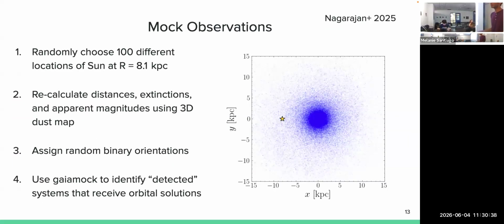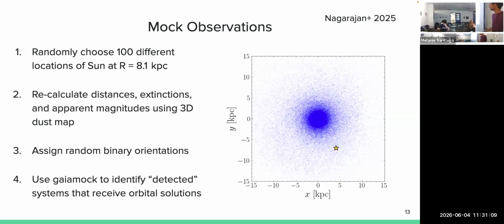So what I did was essentially the mock observations. They give me some population of black holes in the galaxy. These are all these blue points, where we're looking top down onto the galaxy. The yellow star is where you assume the Sun is, but I want to quantify a statistical error as well. So what I do is bootstrapping. I take the Sun and put it in 100 different locations all around the galaxy and recompute all the distances and apparent magnitudes to all of these binaries.